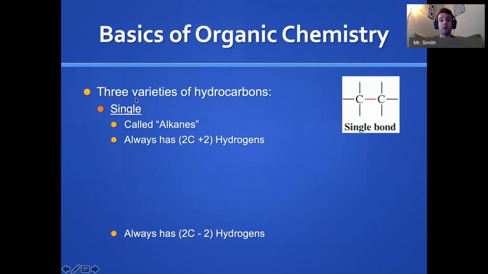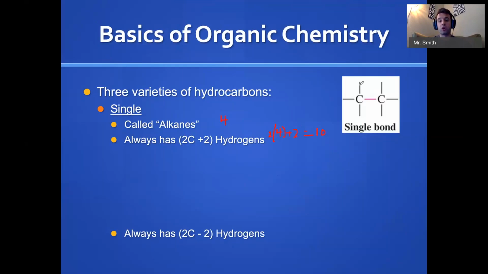So there are three varieties of hydrocarbons. The first one is called alkanes. Those are all single bonds. Your alkane is always going to have 2C plus 2 hydrogens. So let's say you have four carbons. Your number of hydrogens is going to be 4 times 2 plus 2. So 2 times 4 is 8, plus 2, and you're going to end up with 10 hydrogens.